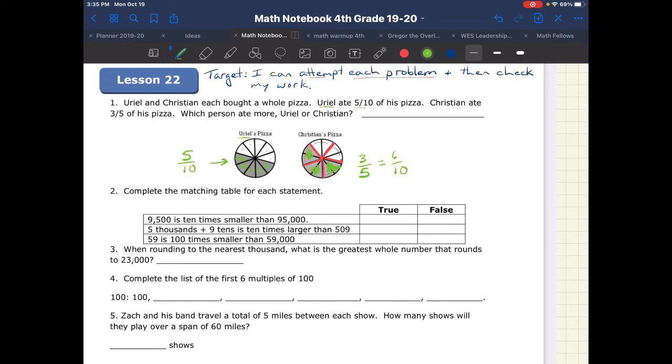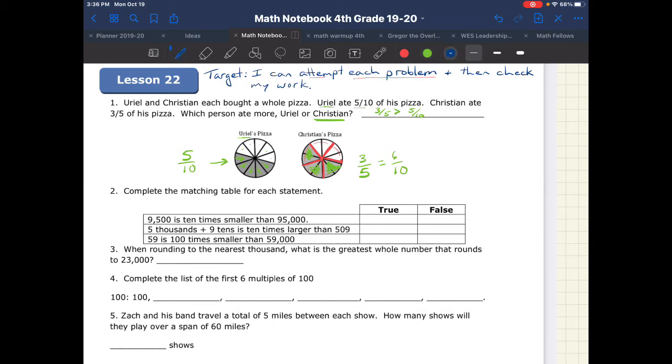So who ate more? It turns out that 3/5 is more than 5/10. So I guess it's Christian who ate 3/5. Christian ate more. And 3/5 is more than 5/10.